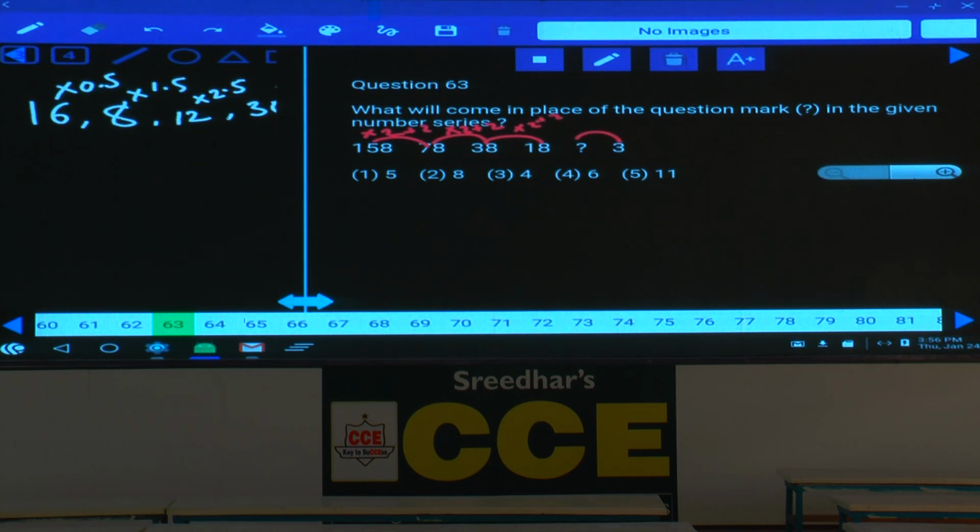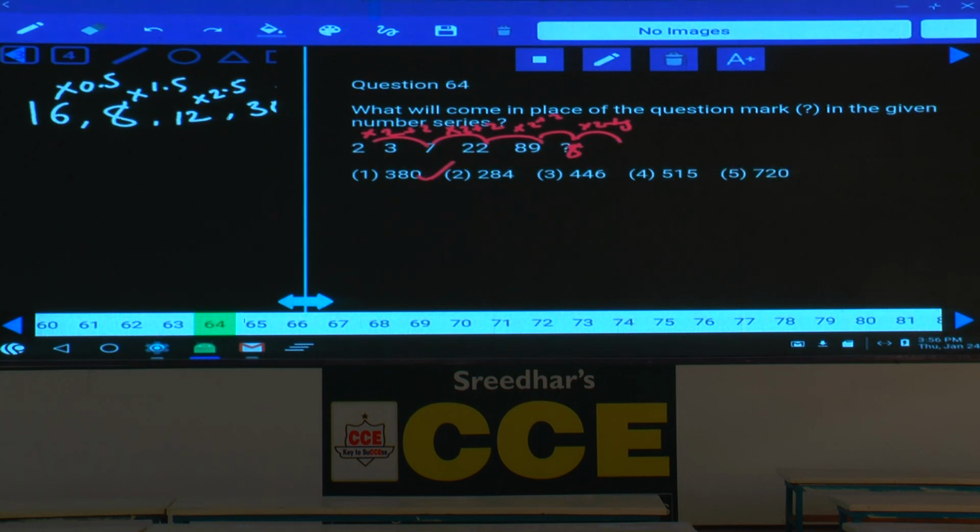And 3 into 2 plus 2 is so much? 8. Now 8 into 2 plus 2 is 18. What is the missing number here? 8 is the missing number here. In the reverse, it is into 2 plus 2, into 2 plus 2, into 2 plus 2. 3 into 2 plus 2 is 8. 8 into 2 plus 2, 18. 18 into 2 plus 2, 38 and so on. Question number 63, choice 2.